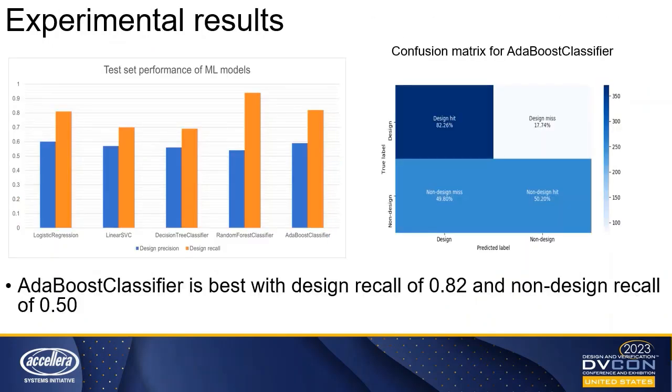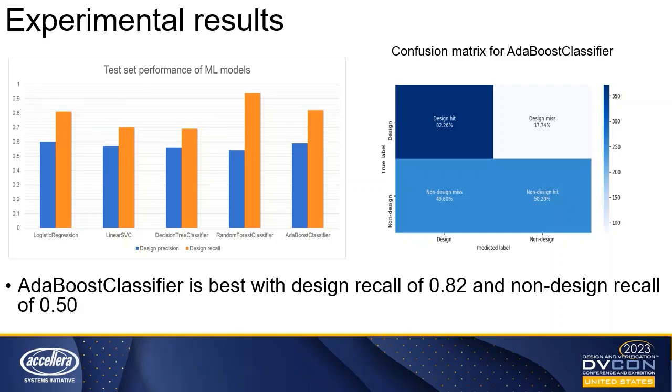Now we discuss our experimental results. The bar chart on the left shows the classification performance of different machine learning models on the test set. The different machine learning models tried for the classification problem are logistic regression, support vector machines, decision trees, random forests, and adaptive boosted decision trees.